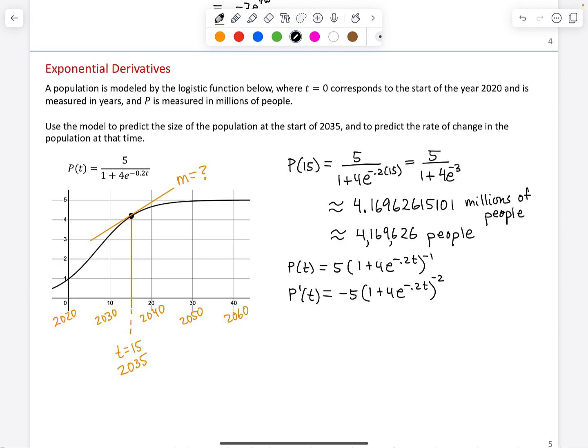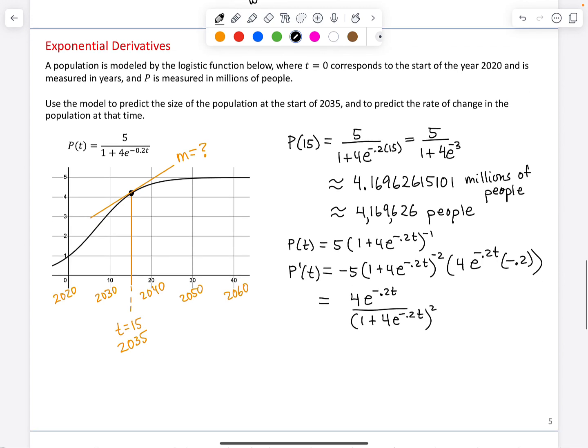And then the chain rule, we have to multiply by the derivative of the inside. Well, the 1 will go to 0, the 4 will stay, and the derivative of e to the negative 0.2t is itself times the derivative of the exponent, giving us this result. The negative 5, the negative 0.2, the 4 can all multiply. That gives me a positive 4, then times this exponential, and then this negative exponent will push that base back down to the denominator with a positive power on it.